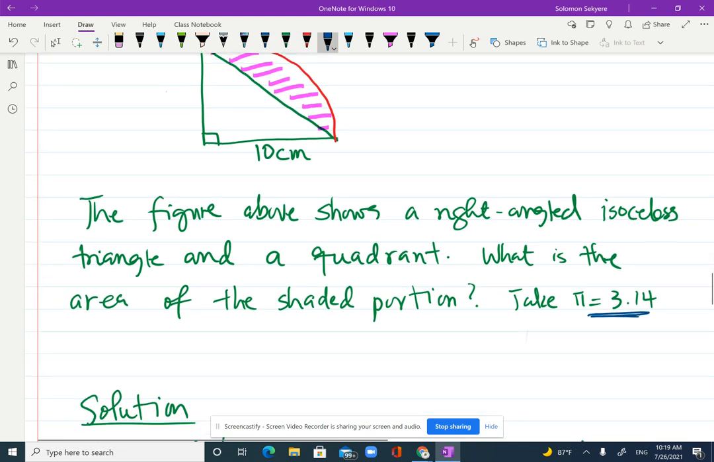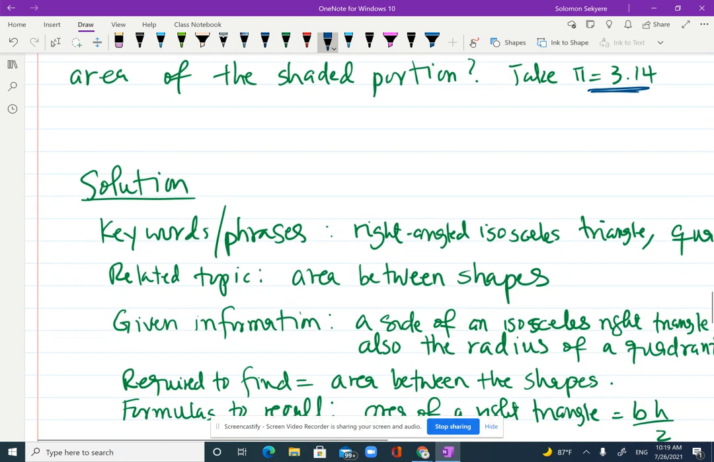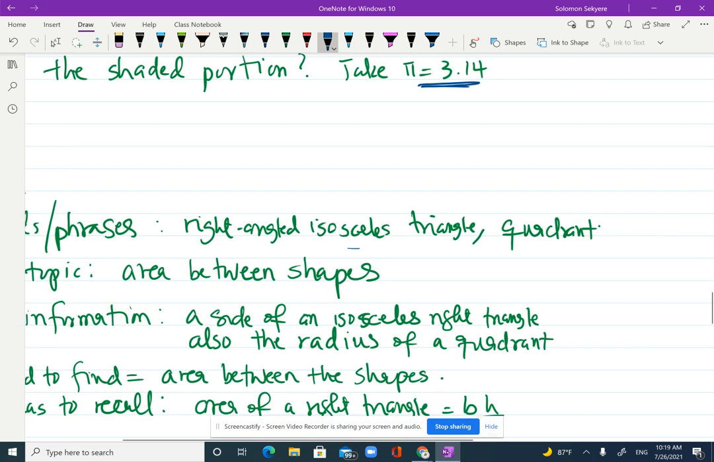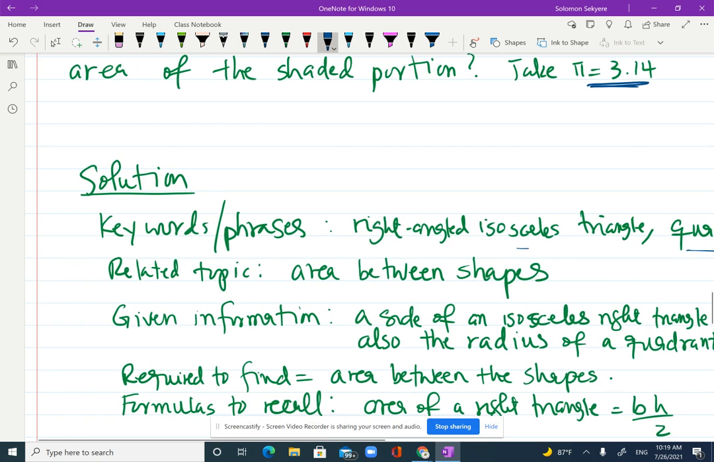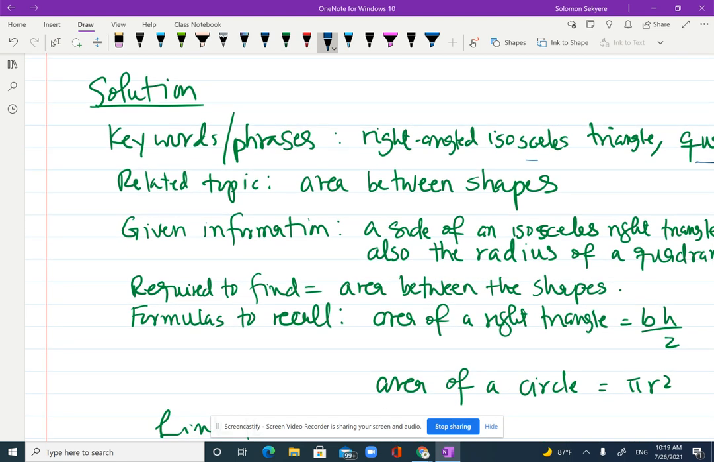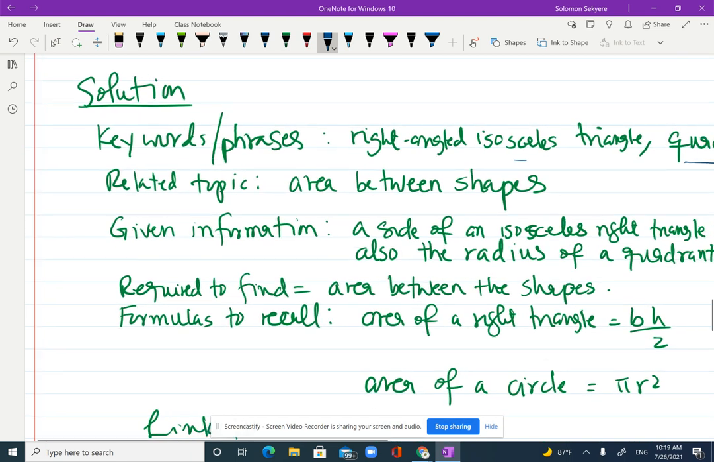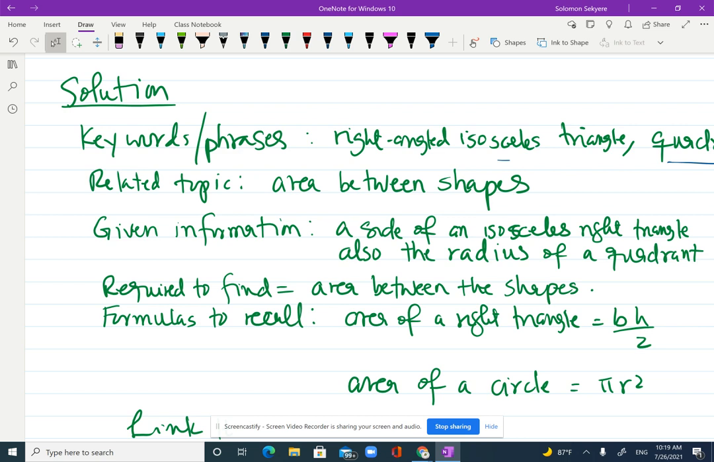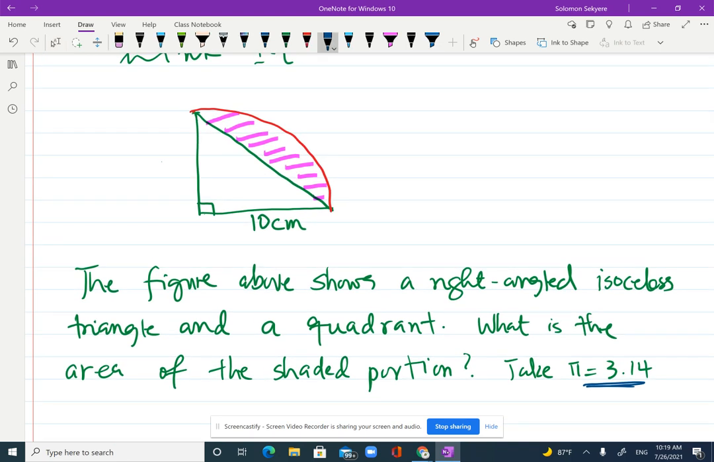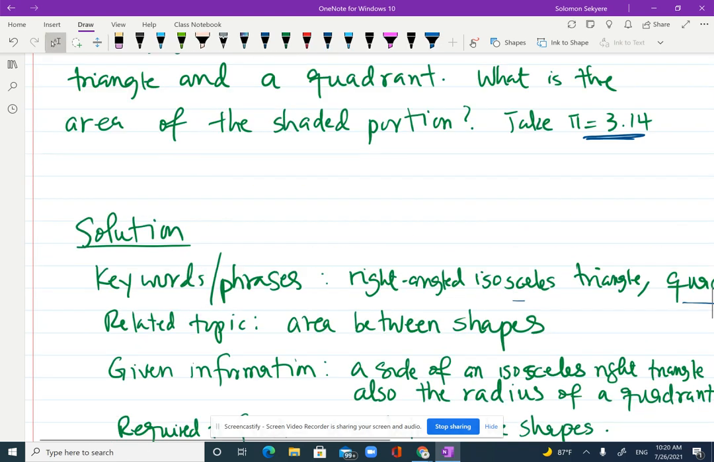Let's look at some keywords: right angled isosceles triangle, quadrant. What are we going to do with it? What's a related topic? Area between shapes. So we know what to do. We need to find the areas. We've been given the side of an isosceles right triangle, which, if you take a look at it, is also the radius of a quadrant. See that? This will be the radius of the quadrant.